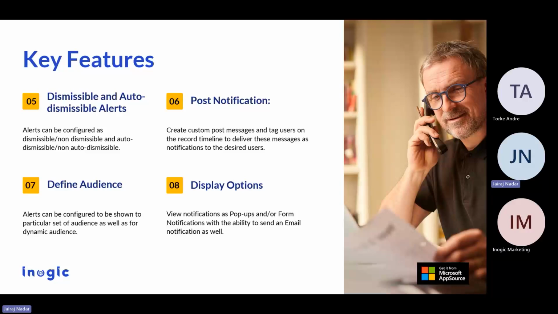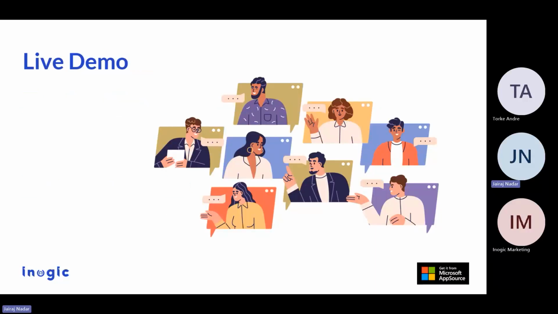And display options. We currently have 3 different types of display options for how you can show the alert: a pop-up, a form notification, and an email notification. So these are some of the key features of Alerts for Dynamics. Let's see all of these key features in live action.